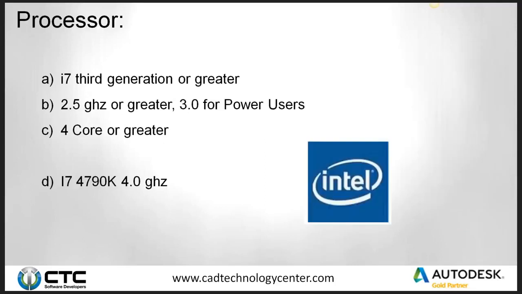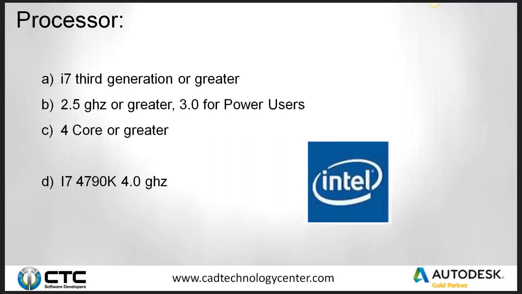Your processor. Here at CTC, we'd recommend an i7 3rd generation, or greater, or newer, depending on how you want to word it. 2.5 gigahertz for the speed. Mine's a 2.3, so mine is a little slower. We'd recommend a 3 gigahertz processor for any of the everyday users. If you're just dabbling, the 2.5.